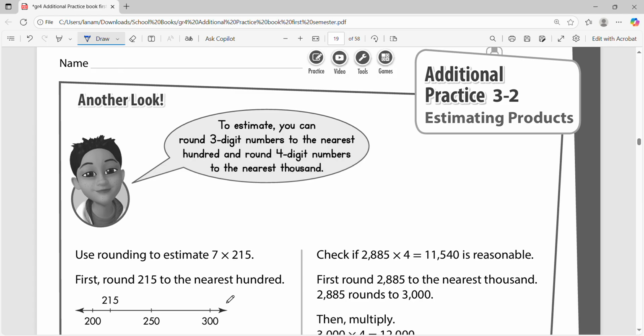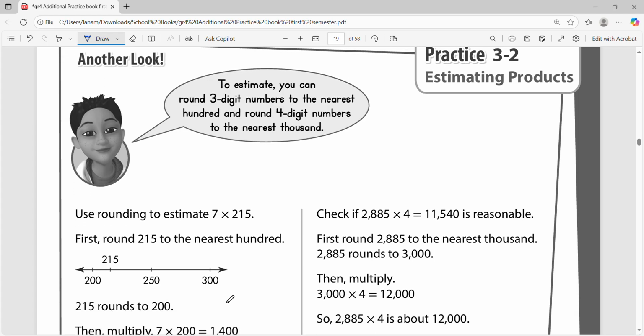Here we just need to estimate. The title is estimating products. When I told you before, if we have about how much or estimate the product or estimate the answer, this means we need to round. To estimate, you can round 3-digit numbers to the nearest hundred and round 4-digit numbers to the nearest thousand.